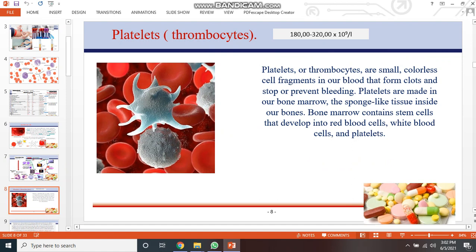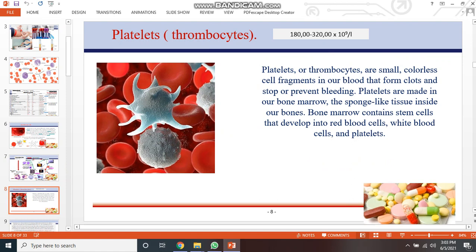Now, the next one is platelets. Platelets are thrombocytes, or small colorless cell fragments in our body that form clots and stop or prevent bleeding. When we have a cut on our hand or in our body, platelets come to the site and make a clot that prevents our blood from flowing outside.